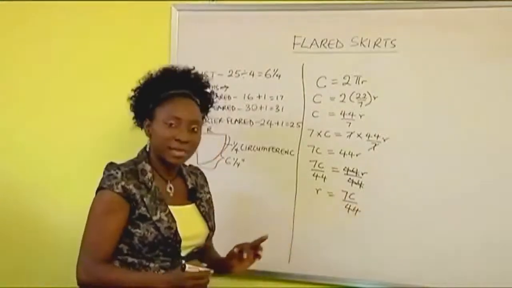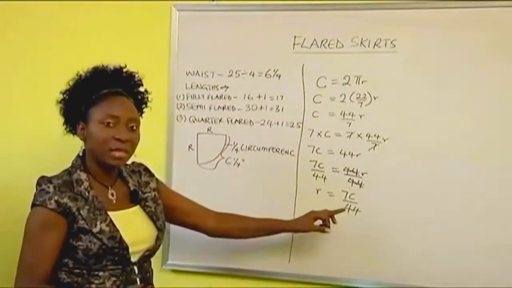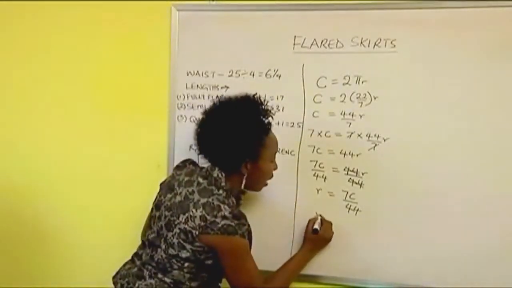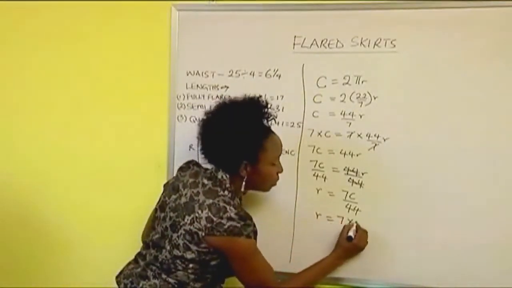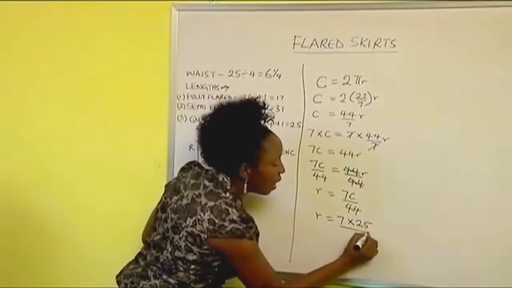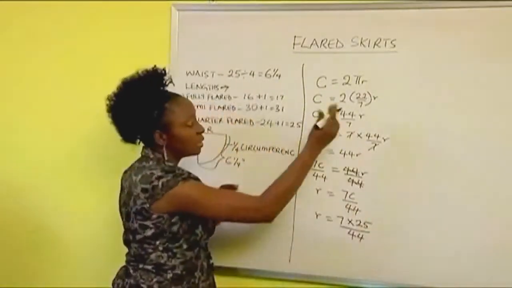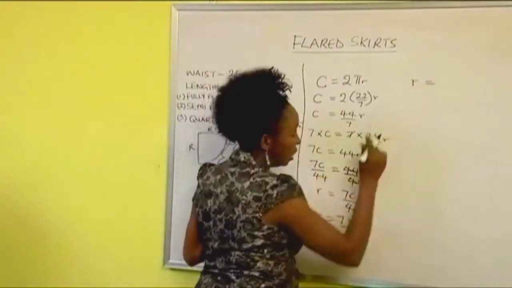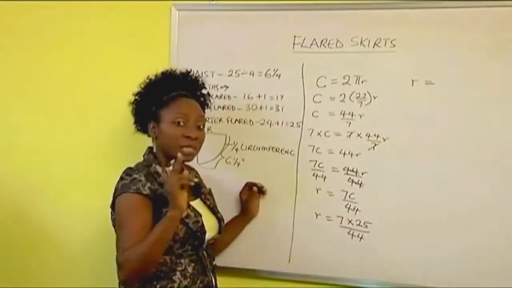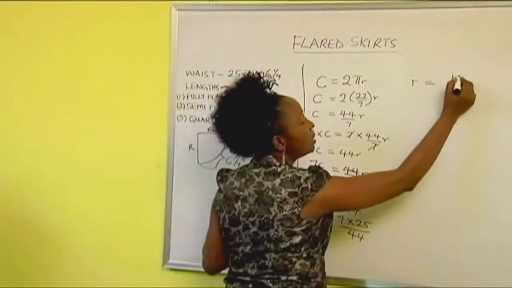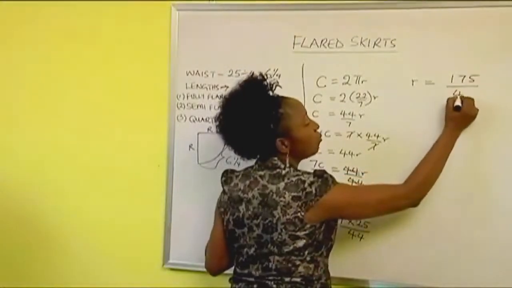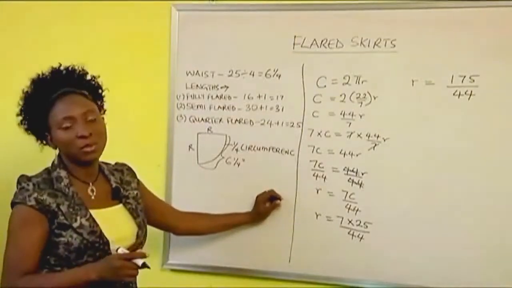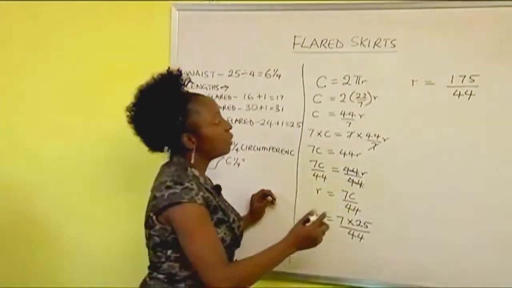Now, once we've done this, we already know that this is r. So now I know my C. All I have to do is substitute C with my measurement, which is 25 inches. So that will give me r equals 7 times 25 divided by 44. If we calculate 7 times 25, you get 175. You get 175 divided by 44. Now just take a minute and try to calculate that with your calculator or with your phone.